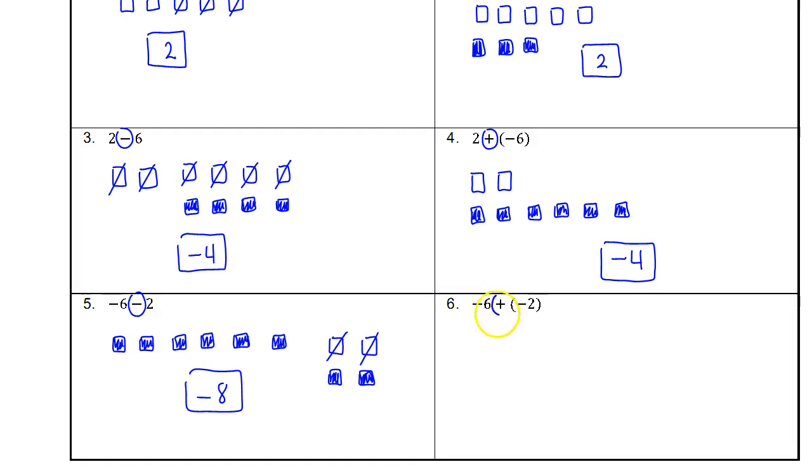And last one, number 6, we're adding, so we're starting with a negative 6, so that's 6 shaded chips, and I'm going to add 2 negatives to my model, so plus negative 2. I don't have any zero pairs here because all of my chips are negative, and if I add them all together, I have 8 of them, so the sum is negative 8.